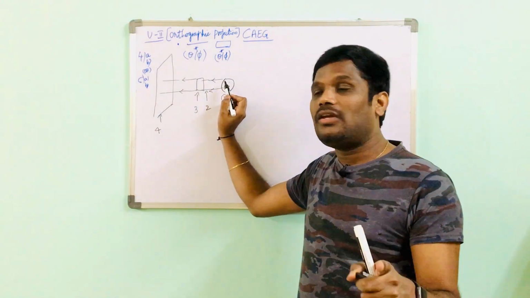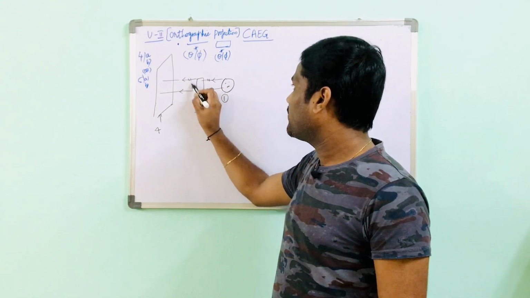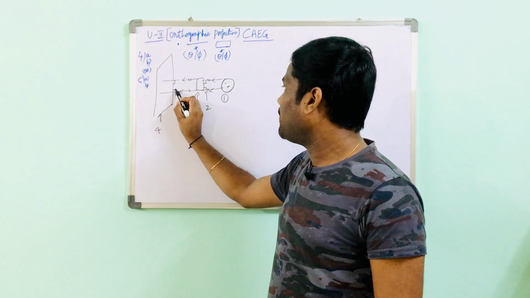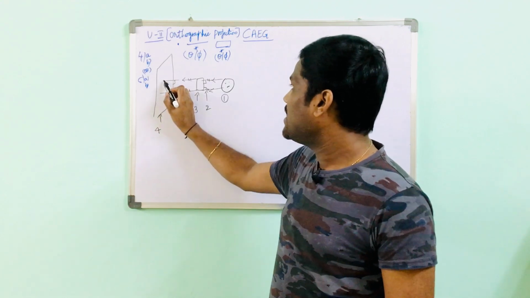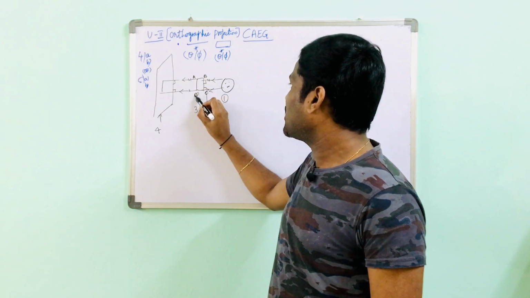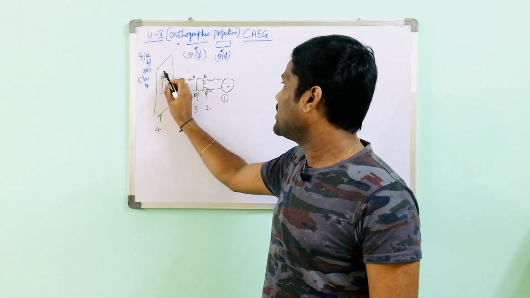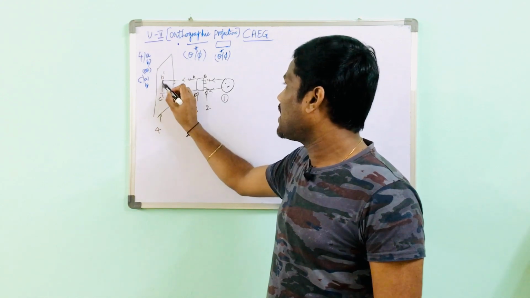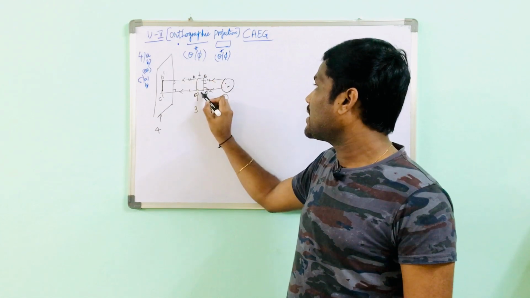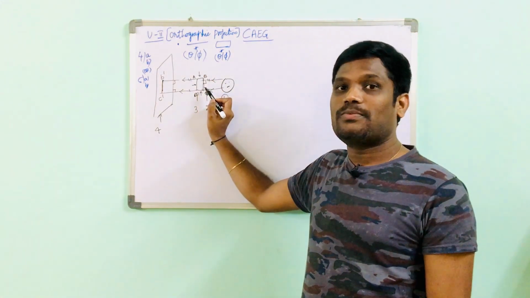Orthographic projection is a theoretical projection where the rays are parallel to each other and perpendicular to the object as well as perpendicular to the plane of projection. Such a type of projection is called orthographic projection. When it is viewed from here, B and C are visible, that is B dash and C dash. A line, a part of the object is visible, and not this and not this. Only this part of the object is visible.